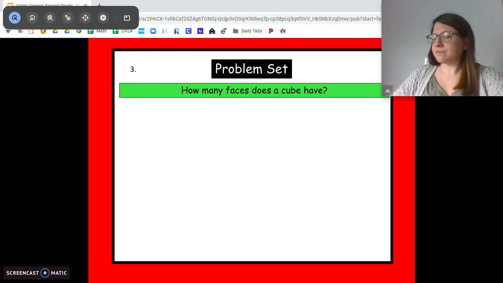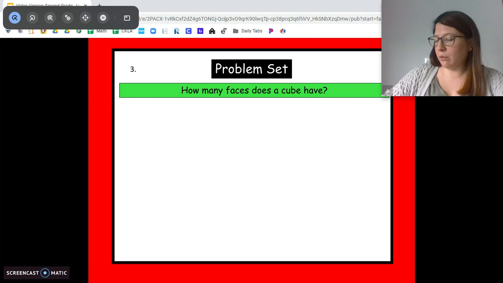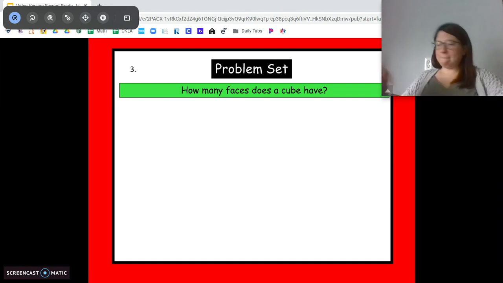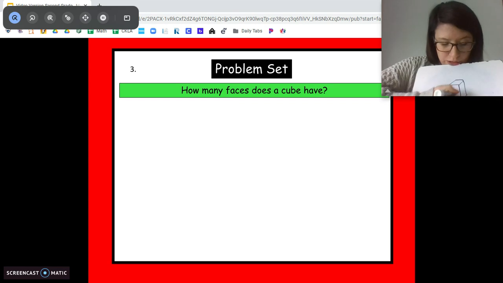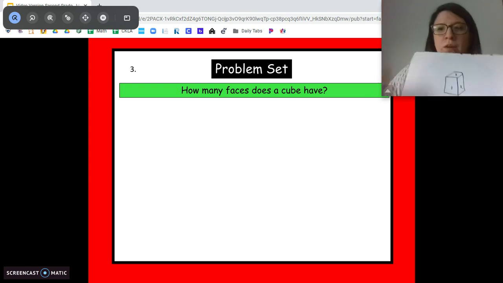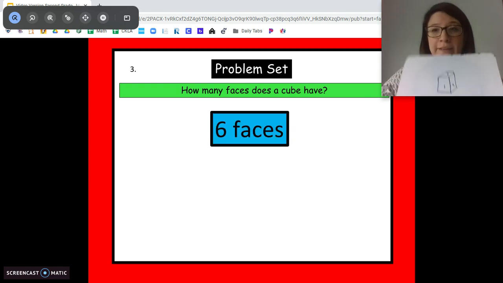How many faces does a cube have? Ooh. So let me draw my cube again. If we're looking at faces, we're looking at the number of squares that we see on the cube. Here's 1, 2, 3. Now if I were to flip this around, because it's a 3D shape, we would have 3 on the other side. That would be 6 faces, 6 squares on our cube.